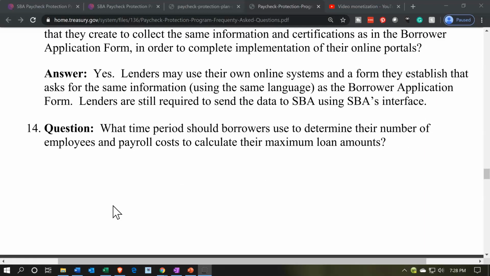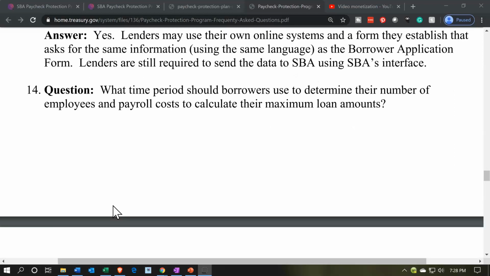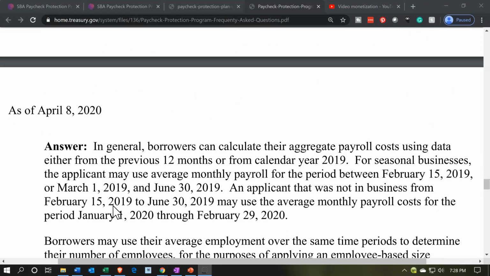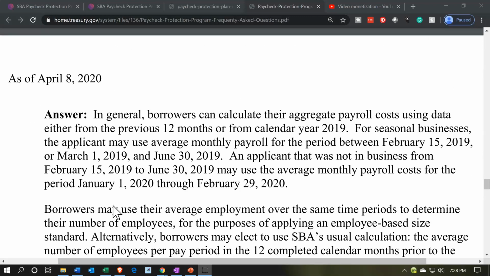Question: what time period should borrowers use to determine their number of employees and payroll costs to calculate their maximum loan amounts? Answer: in general, borrowers can calculate their aggregate payroll costs using data either from the previous 12 months or from calendar year 2019. So they have either one here, the previous 12 months or the calendar year 2019.